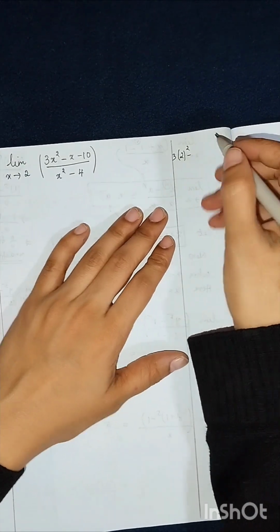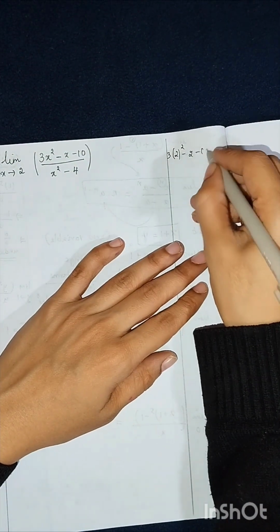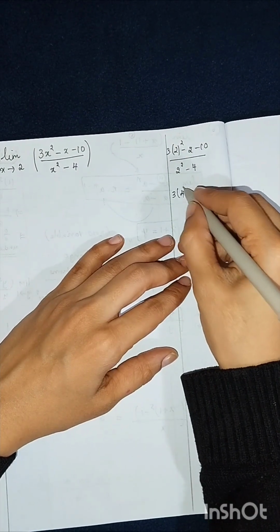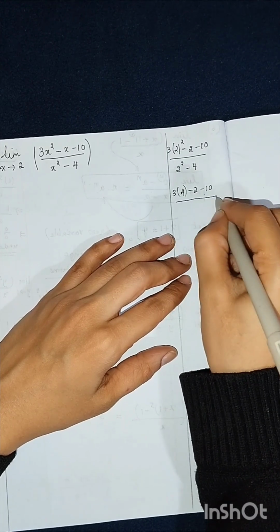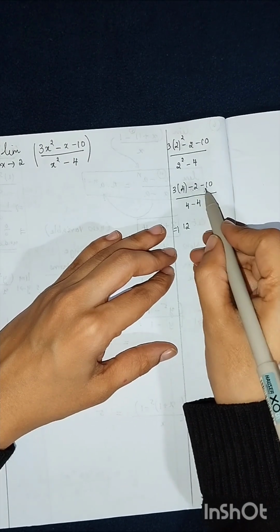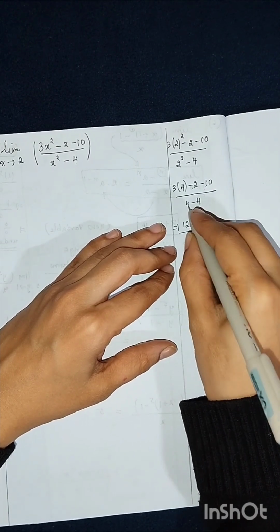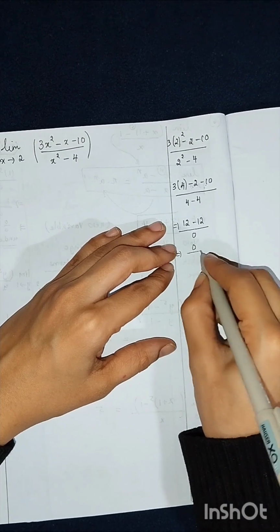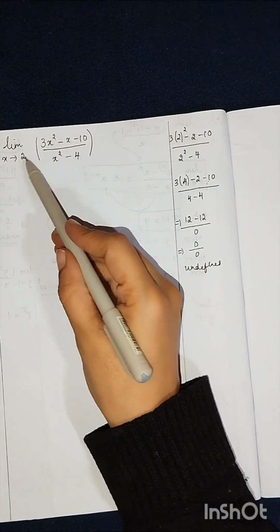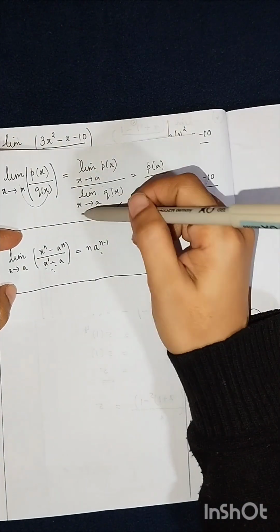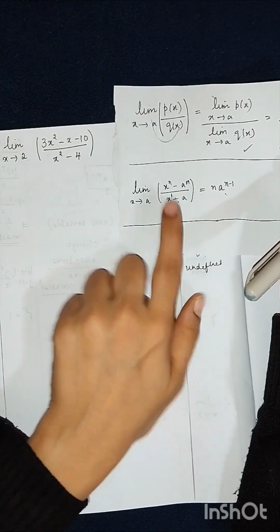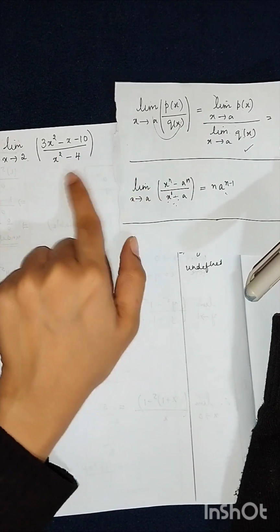3 times 2 square minus 2 minus 10 divided by 2 square minus 4. Now this will be 2 square is 4, minus 2, minus 10, divided by 2 square is 4, minus 4. Now this will be 12 minus 2 minus 10 is minus 12. 4 minus 4 is 0. This is 0 by 0. This is undefined, right? So when you cannot give directly, that means we cannot apply this one. Okay, can we apply this format here? We cannot apply this format here.